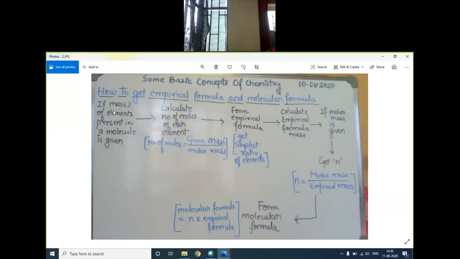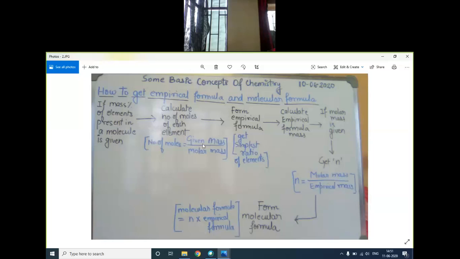So this is the concept map. If mass percentage of element is given, mass percentage means we will get the given mass, how much mass of the element is there. From there we will get the number of moles, because we know the expression: number of moles equals given mass by molar mass. So number of moles can be calculated using this relation.